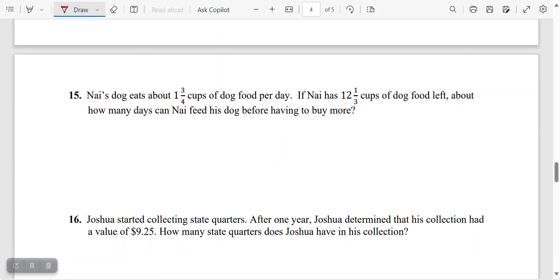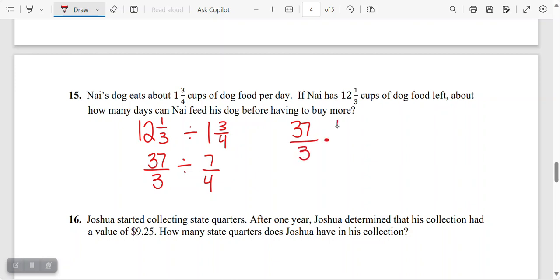Nye's dog eats about 1 3/4 cups of dog food per day. If Nye has 12 1/3 cups of dog food left, about how many days can Nye feed his dog before having to buy more? So we're going to take that total, and we're going to divide 1 3/4 into that. So let's make improper fractions. That's 37/3 divided by 7/4. And now we need to do keep, change, flip.